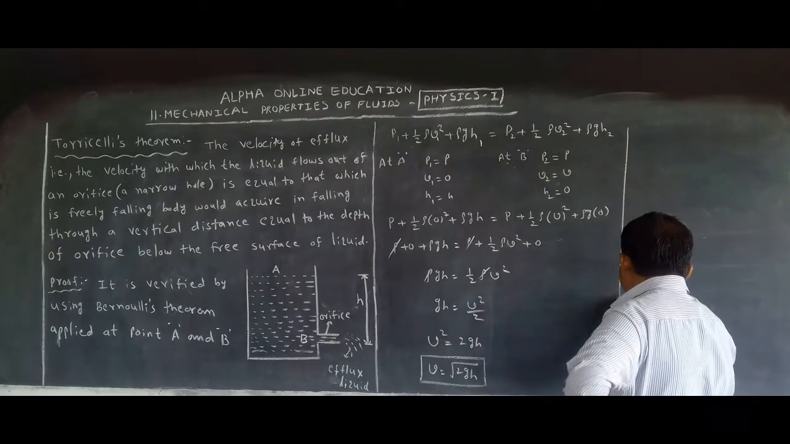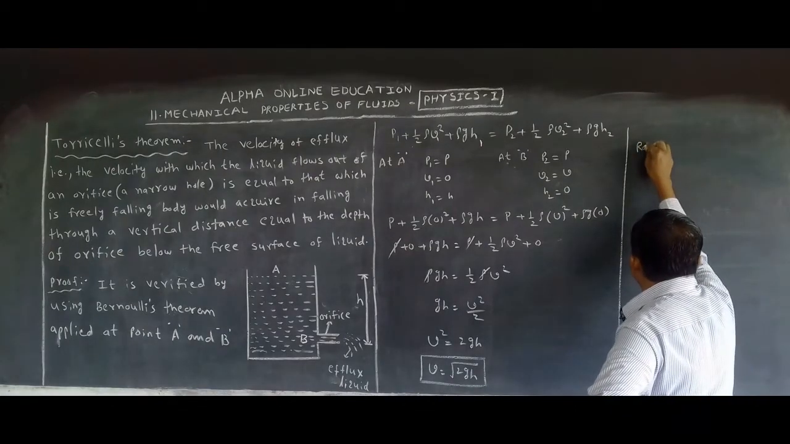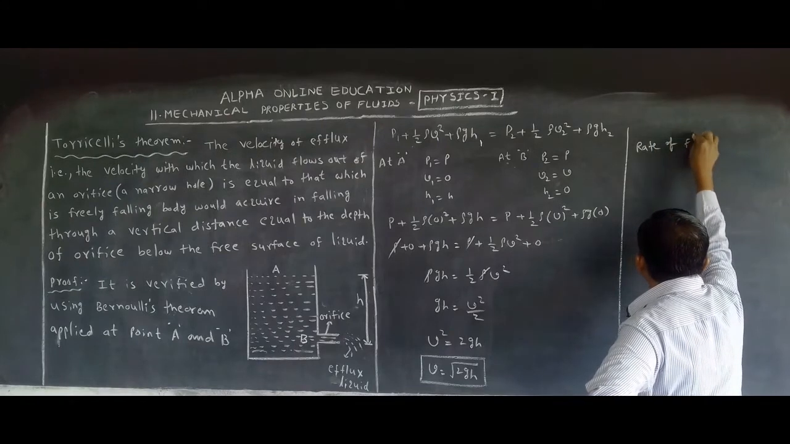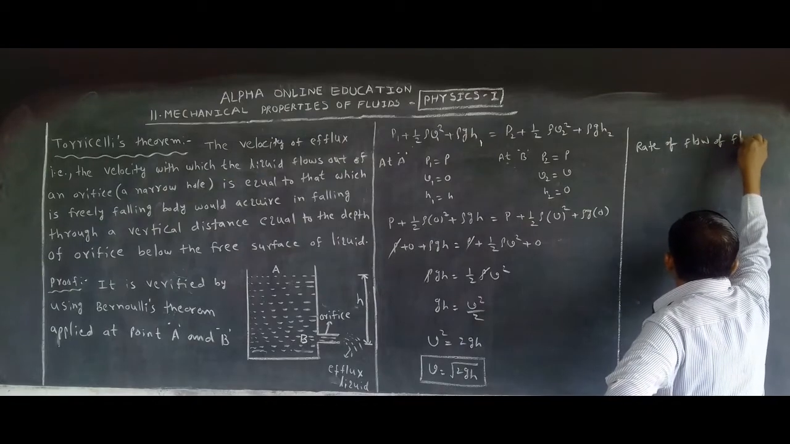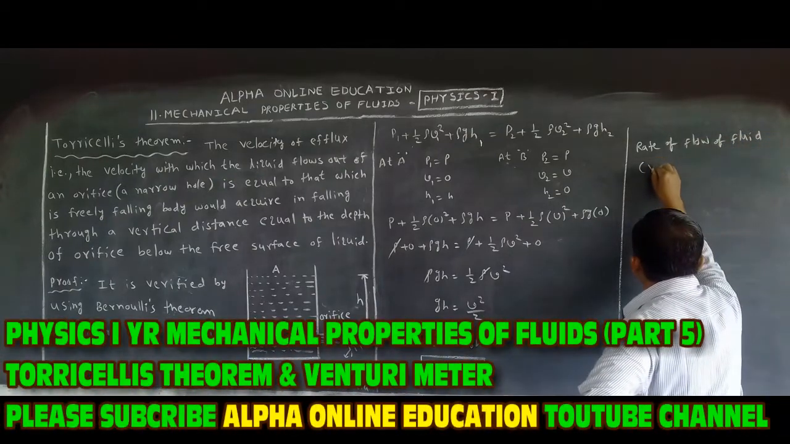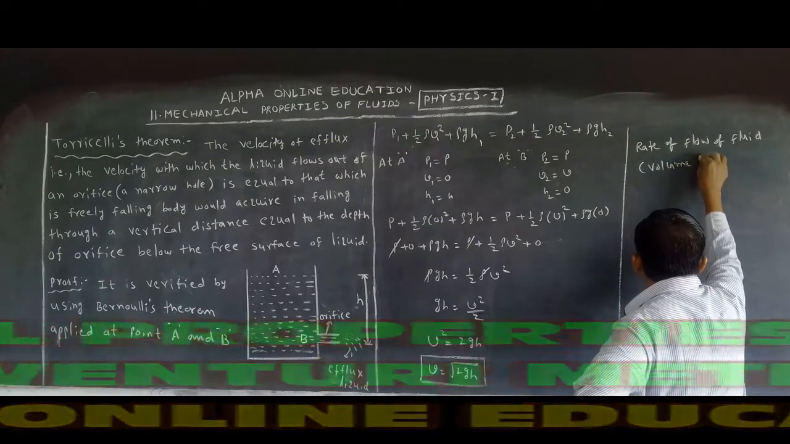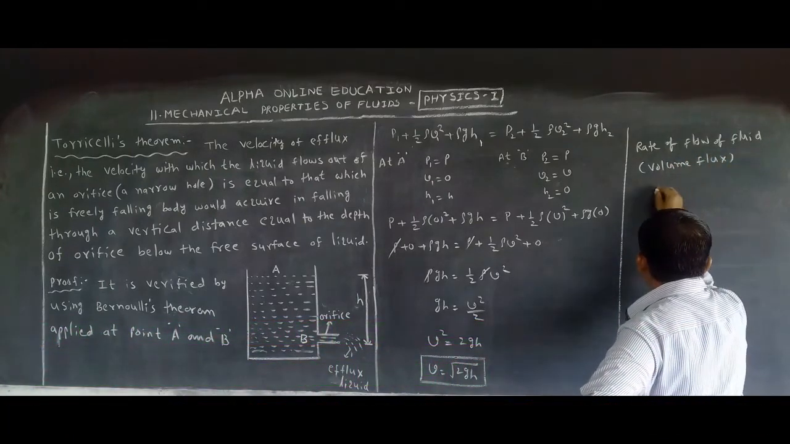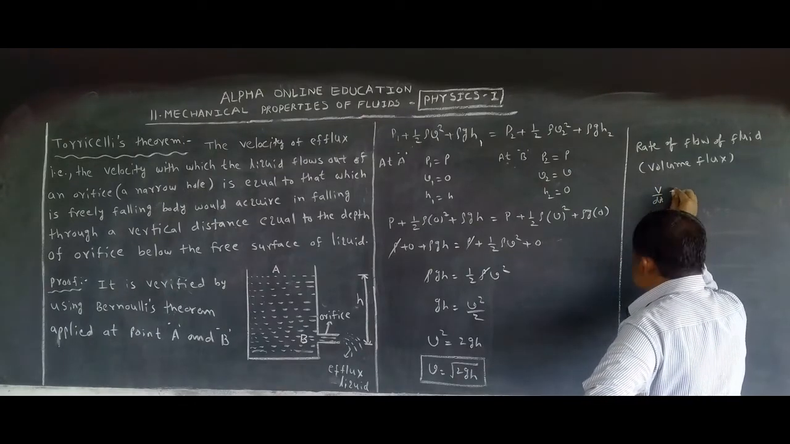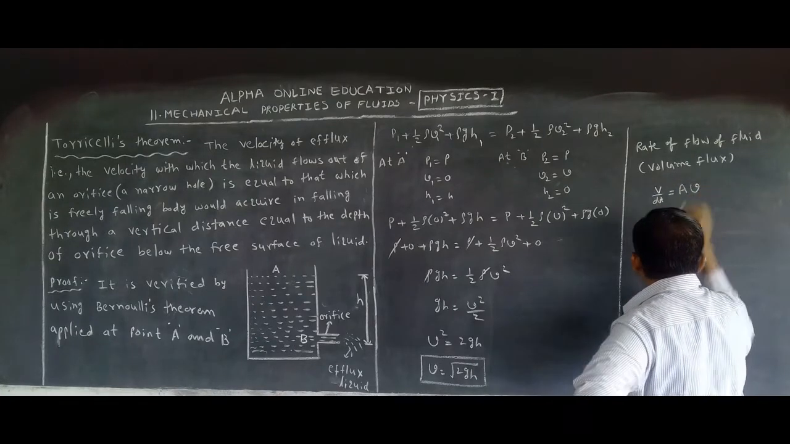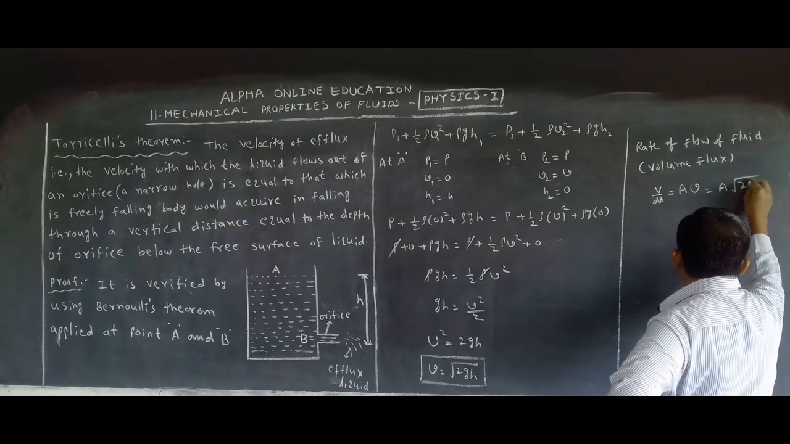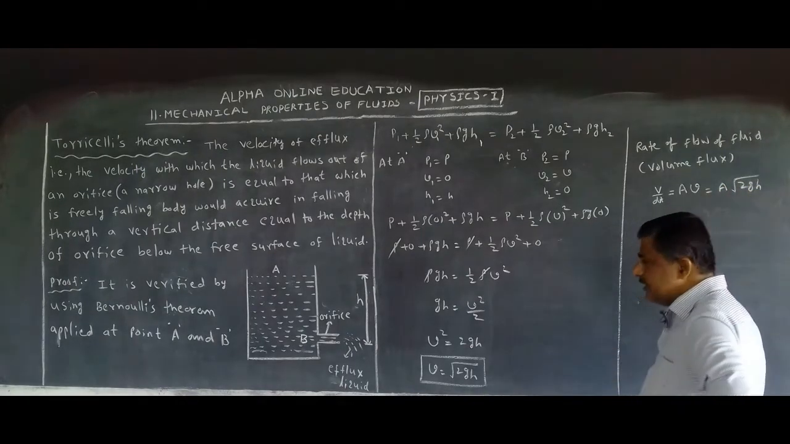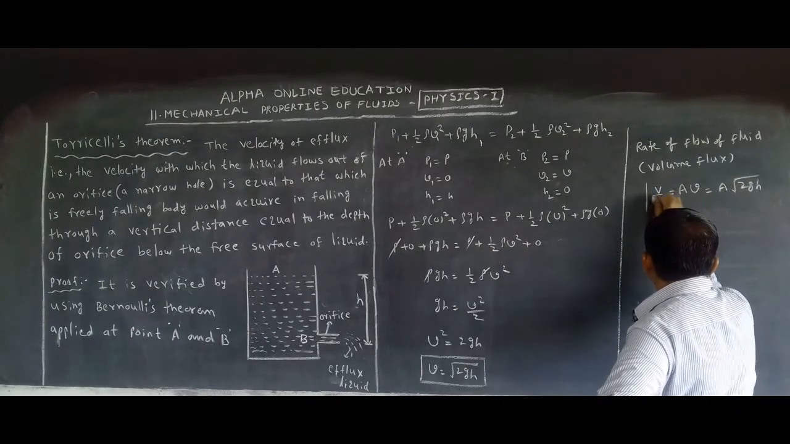Next, we can write another one: rate of flow. Rate of flow of fluid, or what we can say, is the volume flux. What is the volume flux? dV by dt is equal to A into V, so that is A into root 2GH. This is another equation.